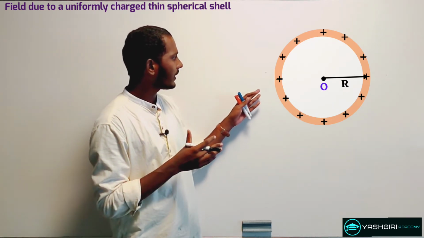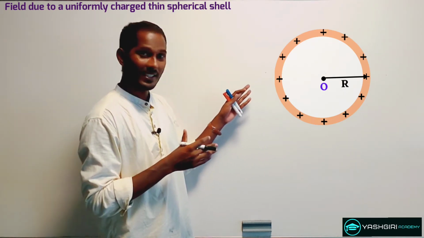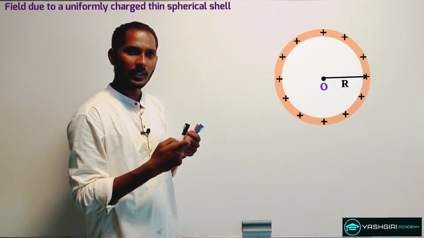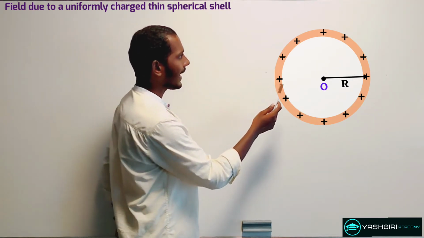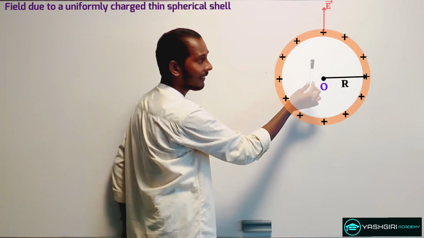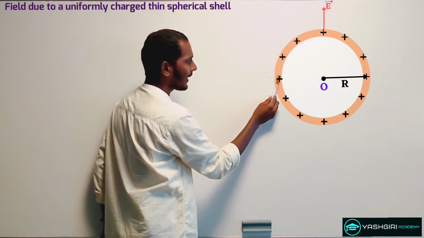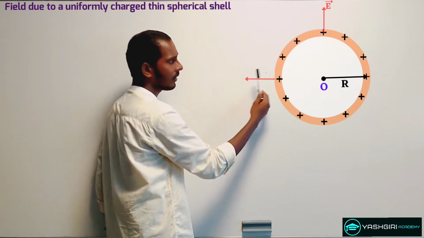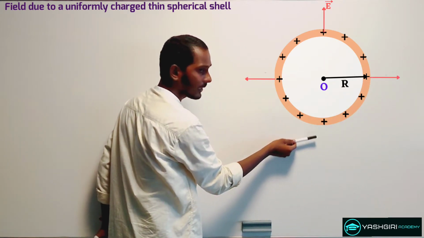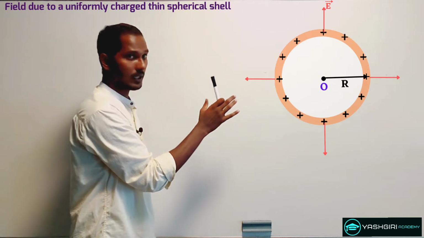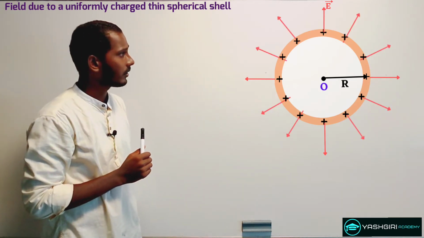So here, if I draw, this is my thin spherical shell. If I just draw a normal at this particular point, that will give me the direction of the electric field. In the same way, at this point, the direction of the electric field will be pointing towards the left, towards the right, and down. Like that, in general, the field lines will look something like this.